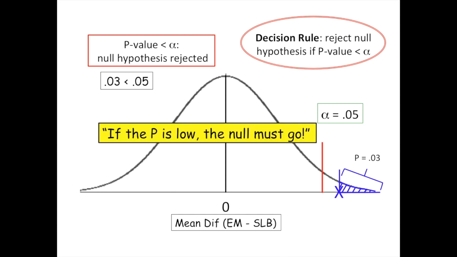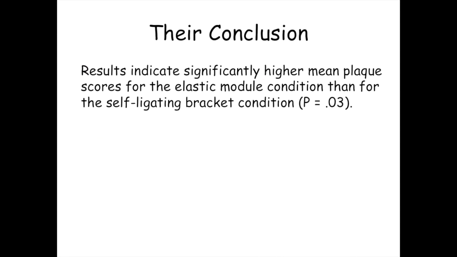Here's an easy way to remember how to interpret p-values. If the p-value is low, that is, less than alpha, the null must go. Otherwise, it stays. The researchers conclude that the mean plaque scores are significantly higher for the elastic module condition than for the self-ligating bracket condition.